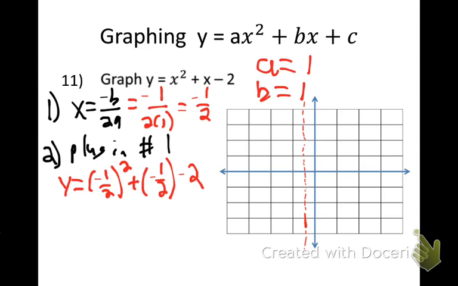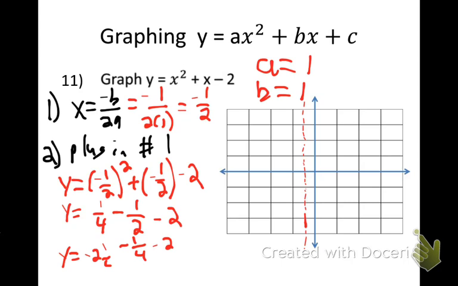Now, what is negative 1/2 squared? I get 1/4. Do we all understand plus a negative is the same thing as subtraction? So it's really 1/4 minus 1/2 minus 2. 1/4 minus a half is negative 1/4. Negative 1/4 minus 2 gives me y equals negative 2 1/4. So my vertex has y equals negative 2 1/4.